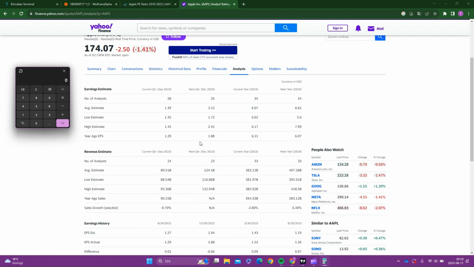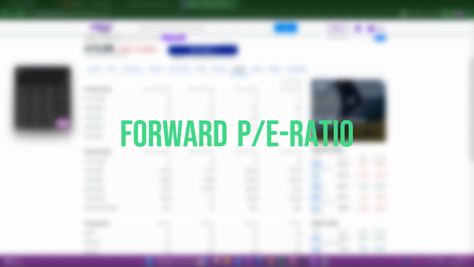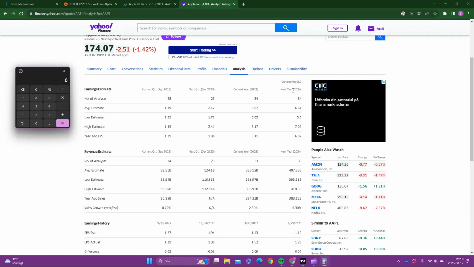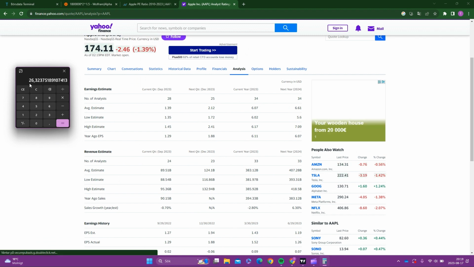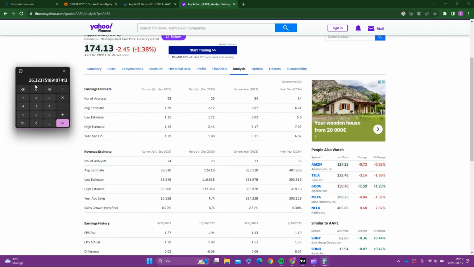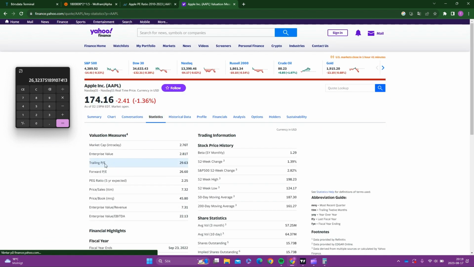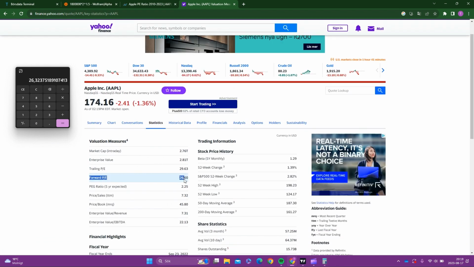You can also use it by calculating the forward PE ratio, and how you do that is you take the next year of 2024, which is an average estimate of 6.61. So then you take 174 divided by 6.61, which gives us a PE ratio of 26.3. And that is correct according to the forward PE we can see here.